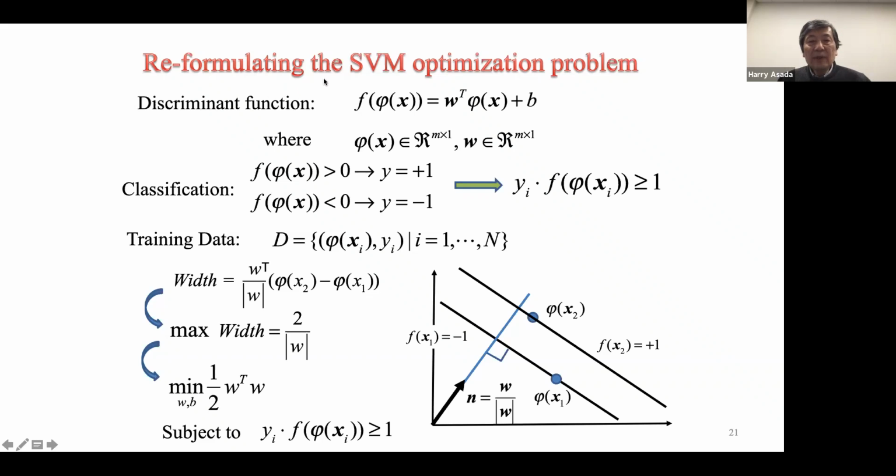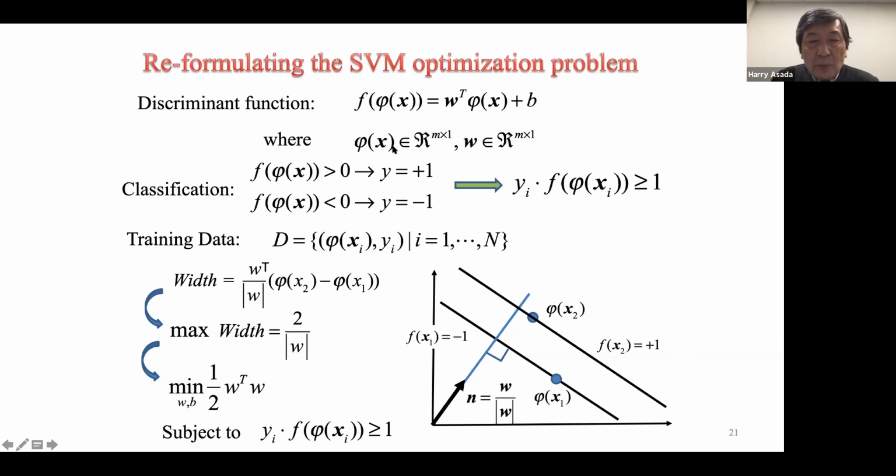Now, we reformulate the support vector machine optimization program. You will find it is totally the same story as before, even though we expanded the space from the original input vector space x to the feature space of phi of x. We get the same equation. Here's the discriminator function. I replace the x variables by phi of x. Now, this phi of x has a somewhat higher dimension, as we looked at before.